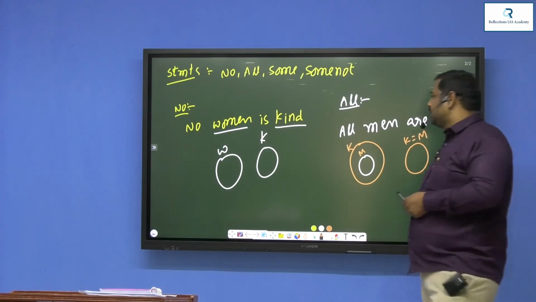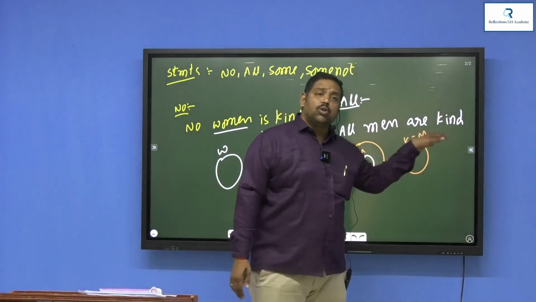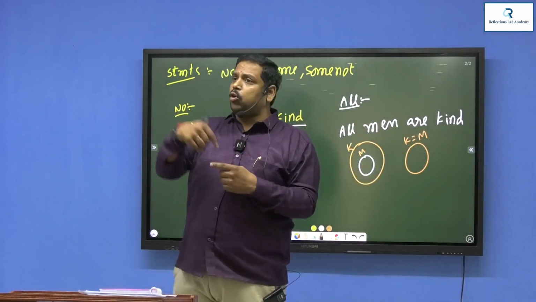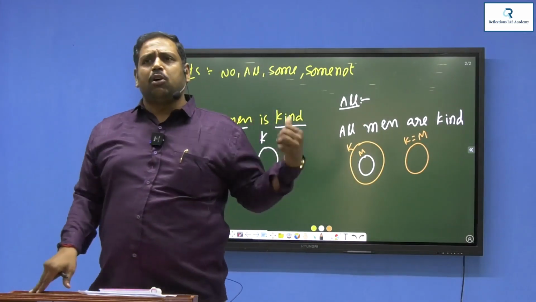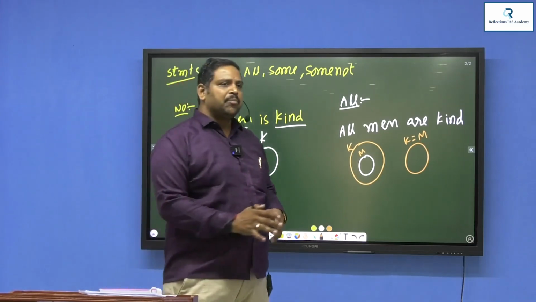Some students will get a doubt that, sir, you said all men are kind, but if it is true, men is equal to kind. That means all kind are men. You have not said that, so how can you say that is true? The very simple logic you have to understand is this.